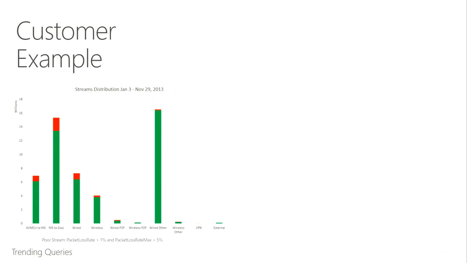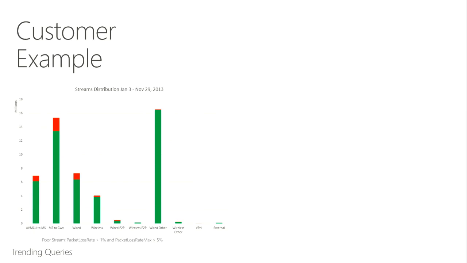Here's a quick example. This is a customer we started working with last month, and we had them run the trending queries. You can see on the end there, there's no external, there's no VPN. These guys don't allow edge, right? They don't allow media outside.